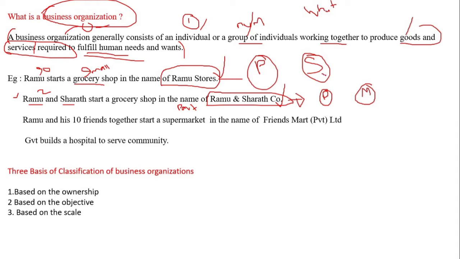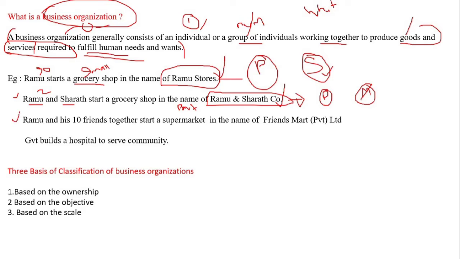Irrespective of size, small or medium, right? It is a business organization. Both are business organizations, right? As long as it fulfills human needs and wants by the way of producing goods and services. So feel the difference, right? Here small one, individual, profit. Here 2 individuals, medium size, profit. Anyhow, those are business organizations, right?